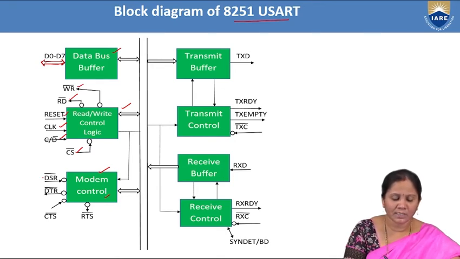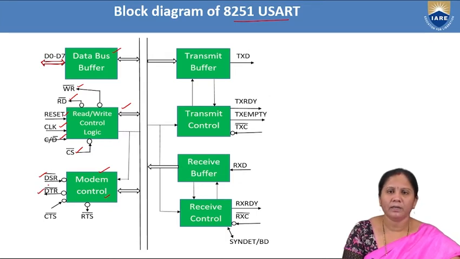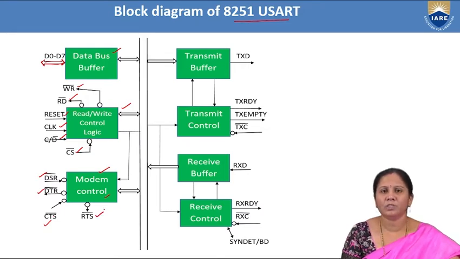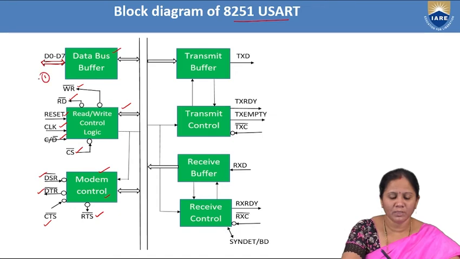We have the signals like DSR, data set ready, DTR, data terminal ready, CTS, clear to send, and RTS, request to send. Using these 4 signals only, DTE and DCE devices will be communicating. Here DTE represents data terminal equipment and DCE represents data communication equipment. So these are the 3 blocks.